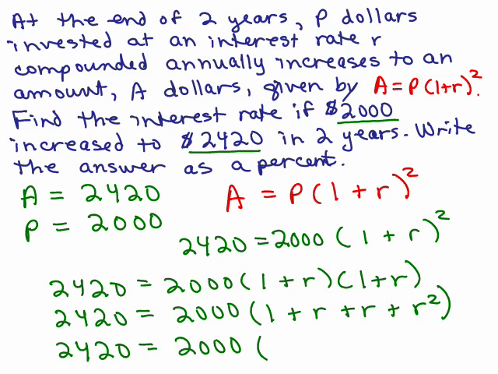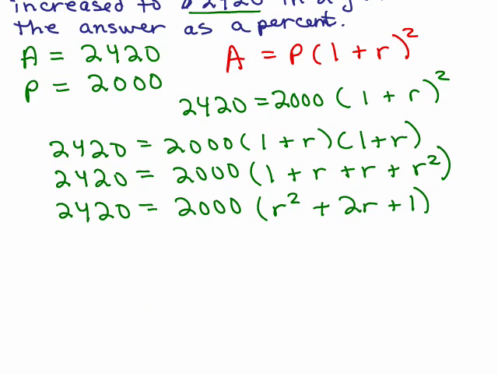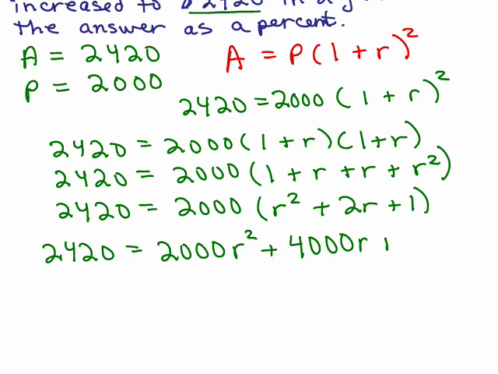All right, I'm just going to write the R squared term first. So we have R squared plus 2R plus 1. Now we have to do the distributive property. So we've got 2420 equals 2,000 R squared plus 4,000 R plus 2,000. This is going to be a long problem, but this is what the real life situation is. So, you could use your calculator to do some of this, although I don't think we're going to need it.